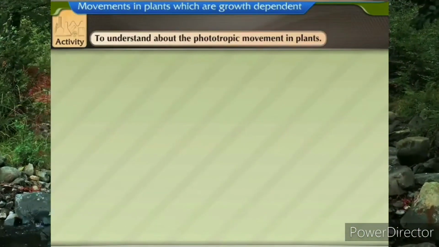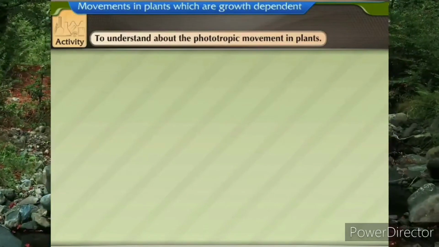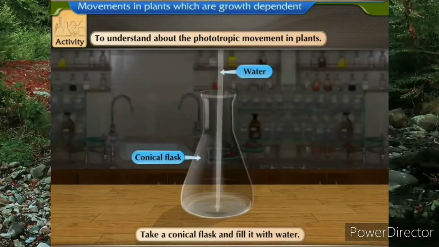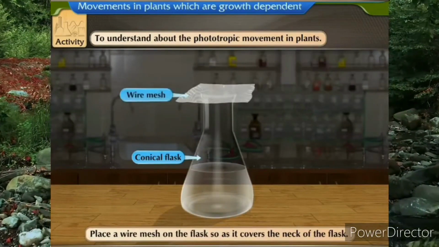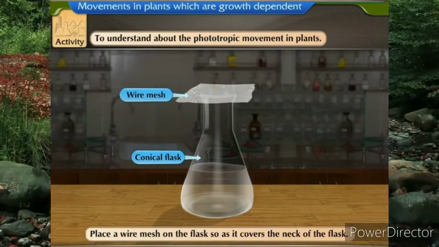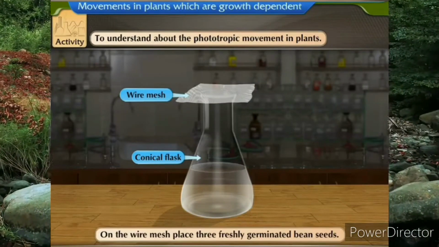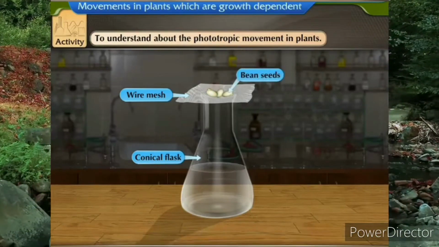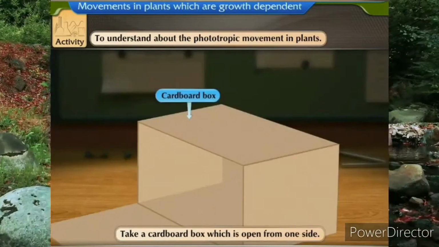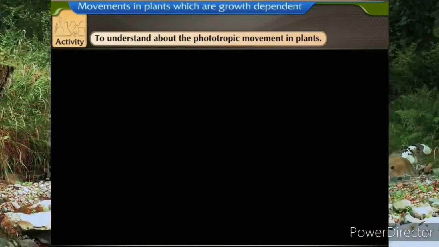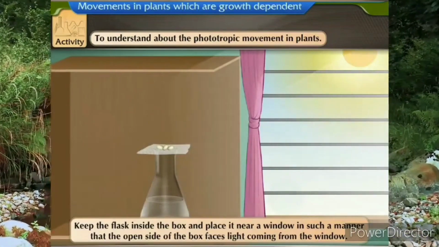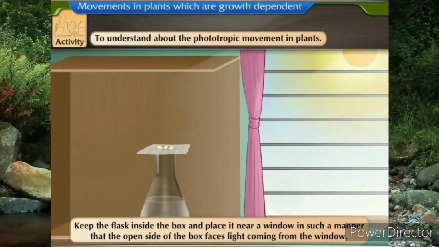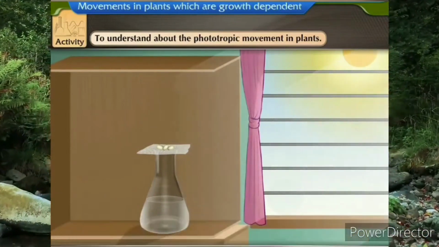Let us perform an activity to understand about the phototropic movement in plants. Take a conical flask and fill it with water. Place a wire mesh on the flask so that it covers the neck of the flask. On the wire mesh, place 3 freshly germinated bean seeds. Take a cardboard box which is open from one side. Keep the flask inside the box and place it near a window in such a manner that the open side of the box faces light coming from the window.